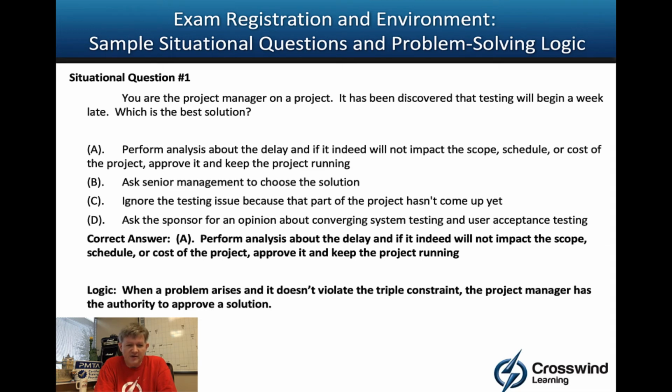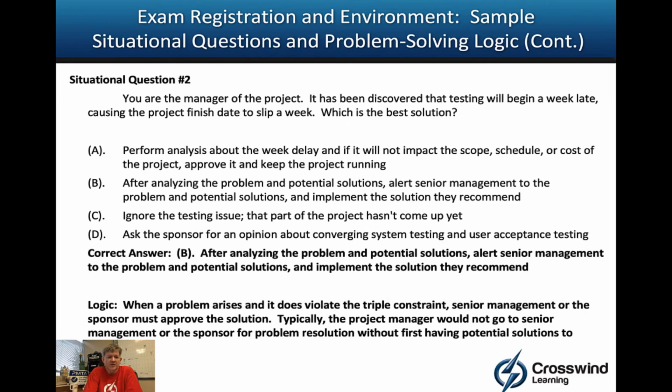D, ask the sponsor for an opinion. Okay, the sponsor supports the project. They shouldn't know anything about converging system test and user acceptance testing. So if it doesn't violate the triple constraint, the triangle of scope, schedule, and cost, then the PM can say, here's how we're going to do it. We don't see anything in the question that says it's going to push the finish date out, just something in the nonfiction story. Nonfiction story being the overall plan we're trying to do is going to be a week late.